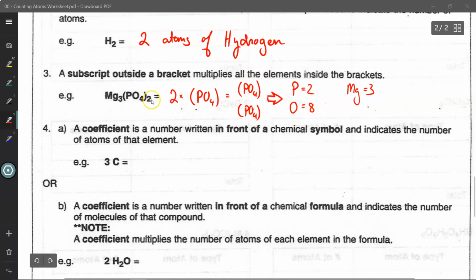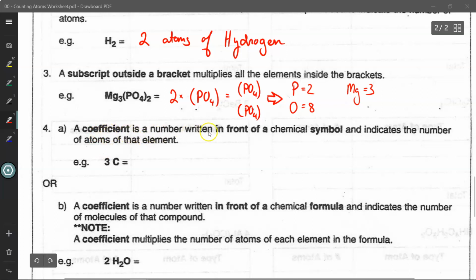Or if you'd like, just multiply the 2 into the bracket. So 2 times 1 equals 2 phosphorus. 2 times 4 equals 8 oxygens. And of course, there's only 3 magnesiums. While these smaller numbers are called subscripts, the bigger numbers in front of the element are called coefficients.